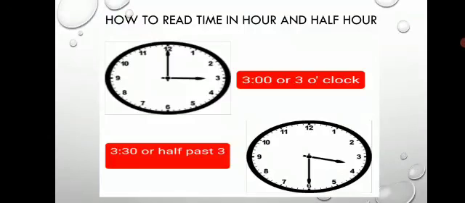Now children, let us study how to read time in hour and half hour. Students, we read time in hours when the minute hand is on 12 and the hour hand is on 3. So the time shown in the first clock is 3 or 3 o'clock. Similarly, we read time in half hour when the minute hand is on 6 and the hour hand is on 3. So the time shown in the second clock is 3:30, or we say it as half past 3.